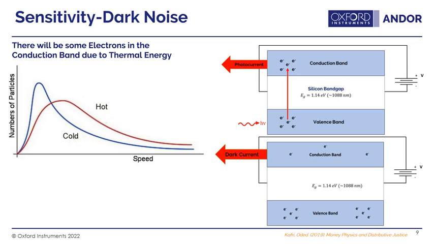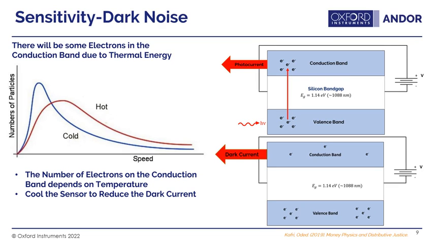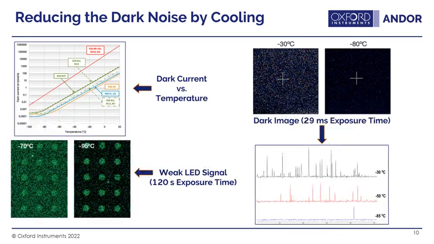So we do have a way to reduce the dark current because we know that the number of electrons in the conduction band depends on temperature, so the sensor can be cooled to reduce the dark current or reduce the dark noise. This slide shows the effect of temperature on the dark current. Here, I'm showing the dark current in number of electrons produced per pixel per second for a few of our sensor types as they're cooled down.